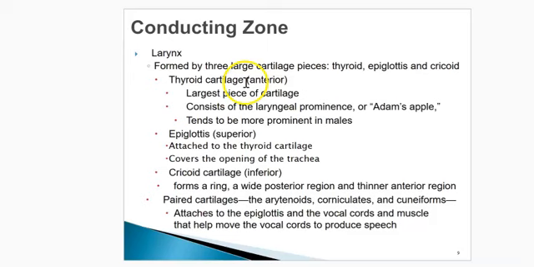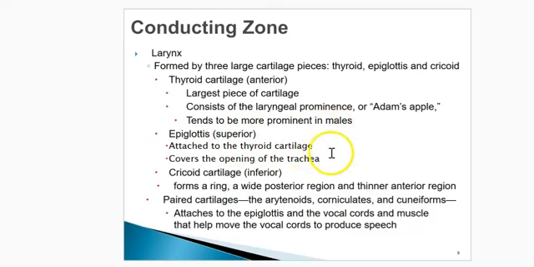Now, let's take a look at the next section of the conducting zone, which is the larynx. It's formed by three large cartilage pieces: the thyroid, epiglottis, and cricoid. The thyroid cartilage, which we're going to look at later, is the largest piece of cartilage. It contains a major prominence, or the Adam's apple. It is called that because it is more prominent in males.